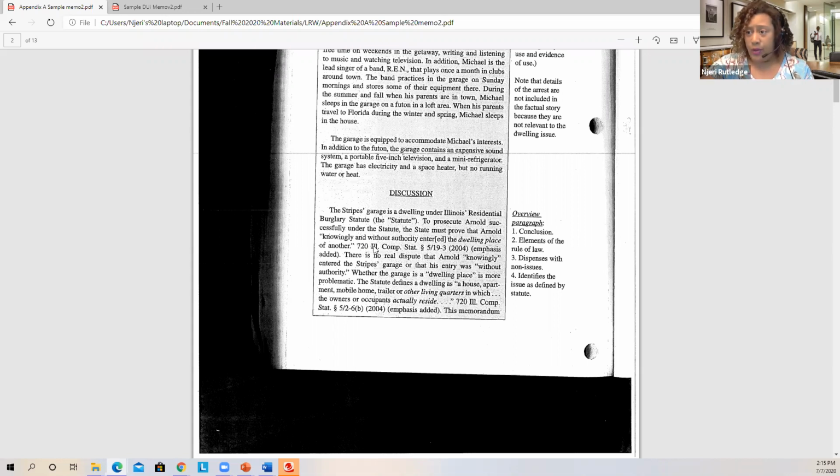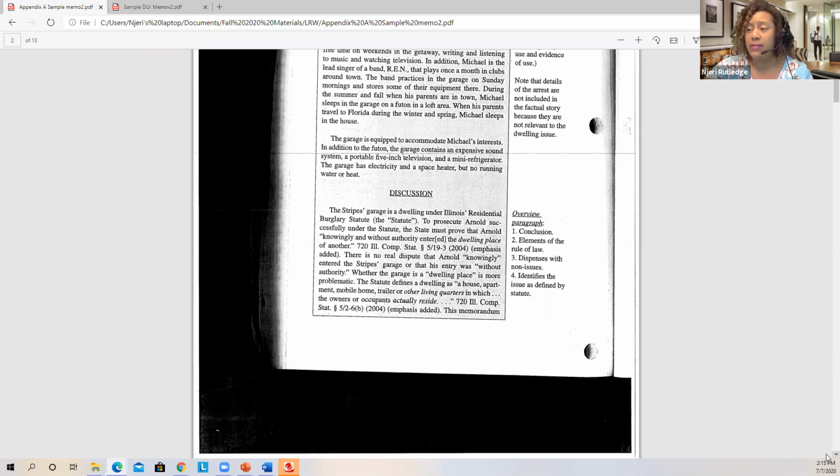Gives the statute. Great. There is no real dispute that Arnold knowingly entered the Stripes Garage or that his entry was without authority. All right, that's what's not in dispute. Whether the garage is a dwelling place is more problematic. That's the issue. The statute defines a dwelling as a house, apartment, mobile home, trailer, or other living quarters in which the owners or occupants actually reside.